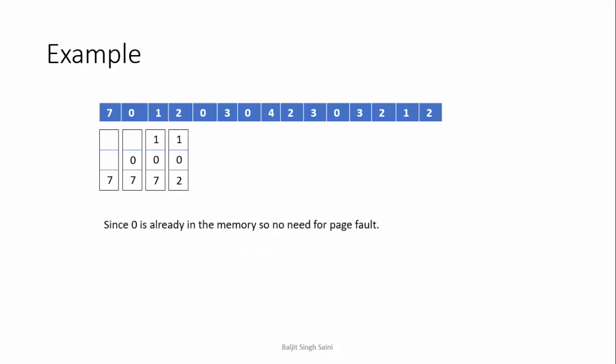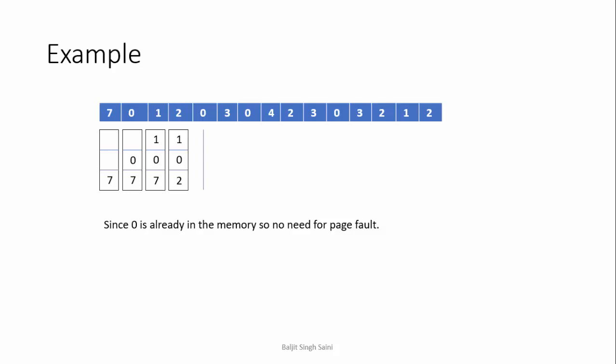Next, page number 0. Page number 0 is already there. This means there will be no page fault this time. The page from which the data is expected is already in the RAM, so I'm just going to mark it like this. This means that there is no page fault.